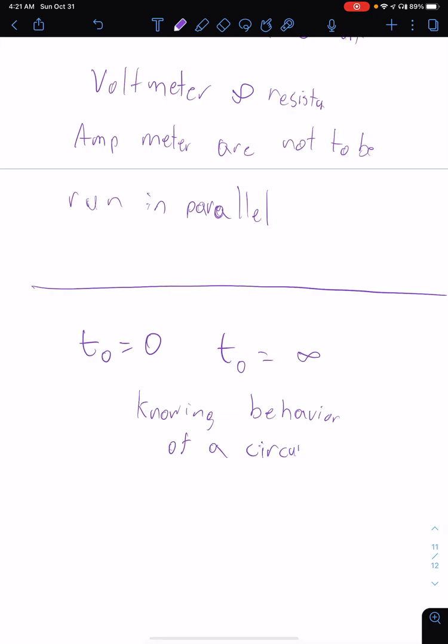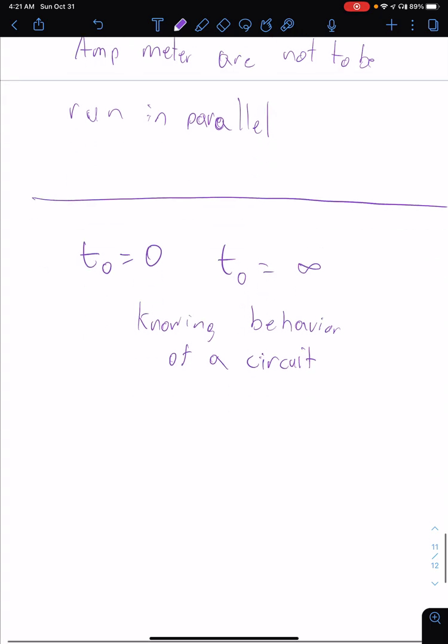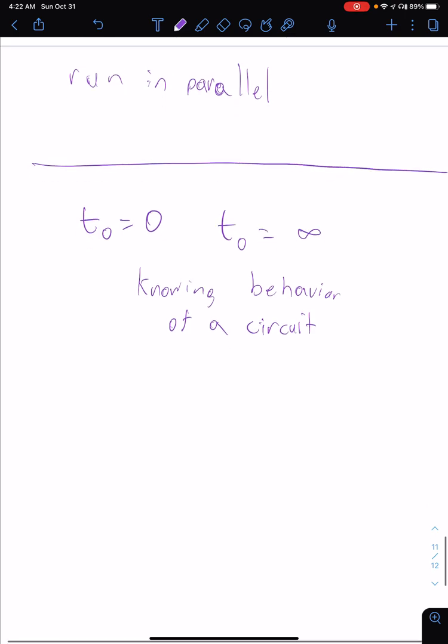Circuit. Knowing the behavior of the circuit between the 2 points. Okay? And the behavior between the circuit. Oh, by the way, this is for capacitor circuits. Capacitor.